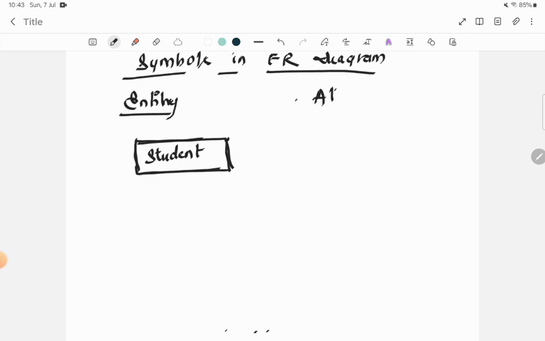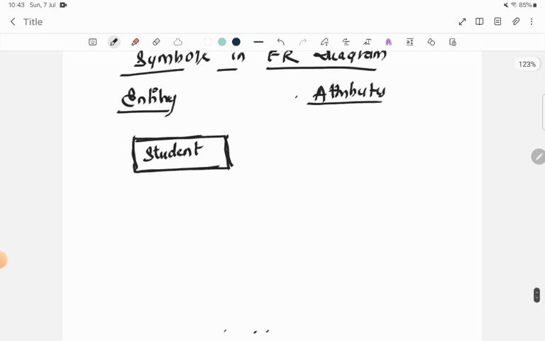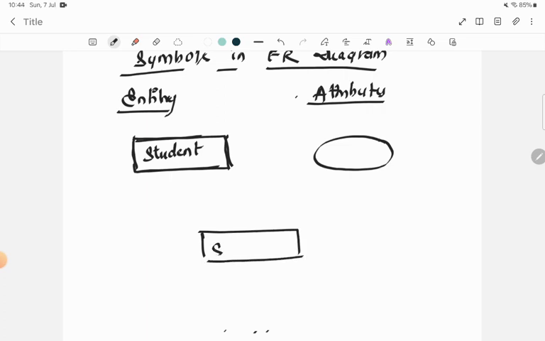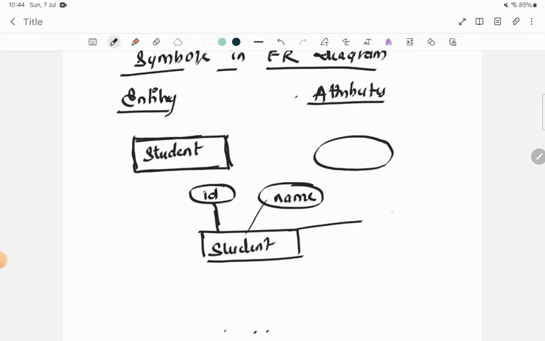Second is attributes. An attribute is represented by an oval shape. Suppose you have an entity named student. What are the attributes of this student? The attributes can be ID, another attribute can be name, another attribute can be roll number. So this is how entity and attributes are represented.